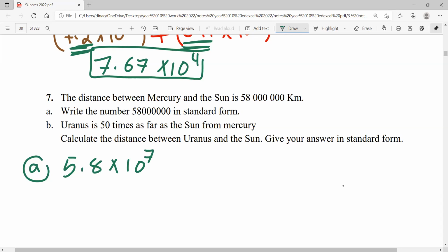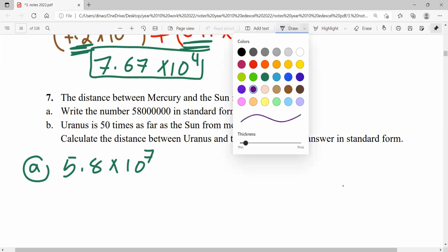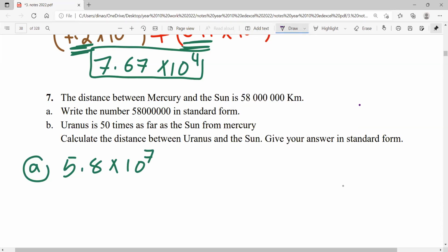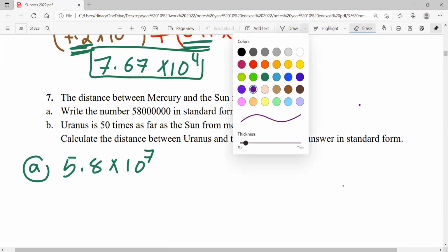If you wish to do it mentally, the point is here, and I put it after the first significant figure, then count 1 2 3 4 5 6 7. Since this is a whole number, the power is positive. If it's a decimal, the power is negative. Honestly, I don't bother with this; do it on the calculator and that's it. Now let's move to question B.